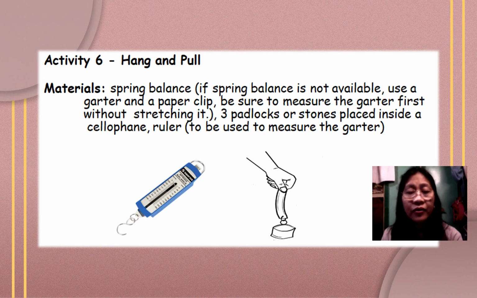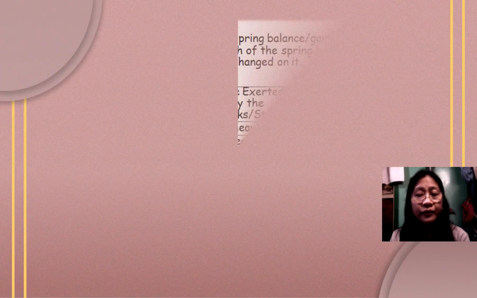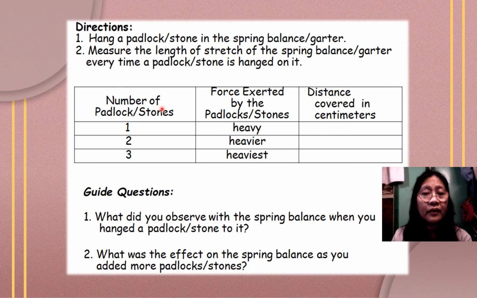So here's how you're going to do. Number 1, hang the padlock or stone on the spring balance or on the garter with the paper clip. And then measure the length of stretch of the garter or the spring balance every time a padlock or a stone is hung on it.